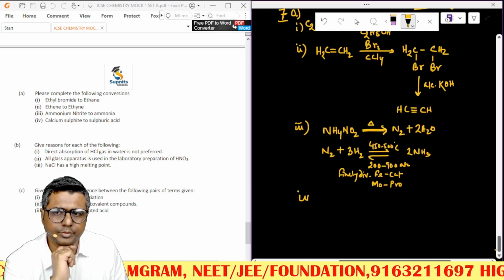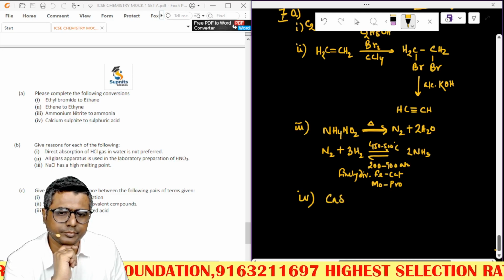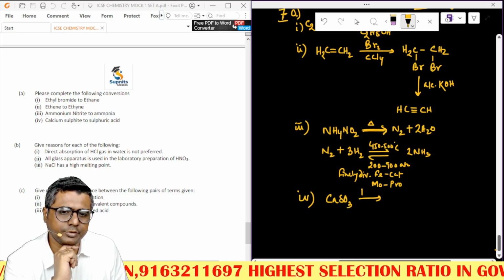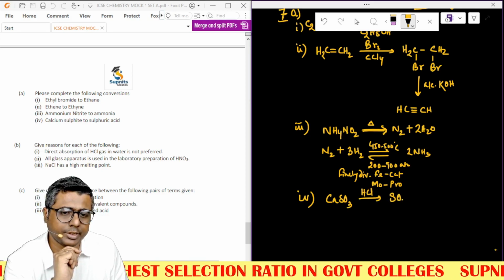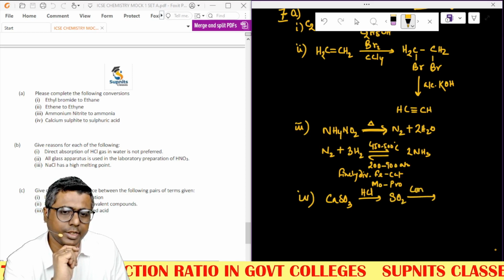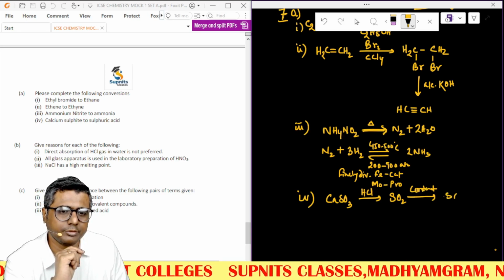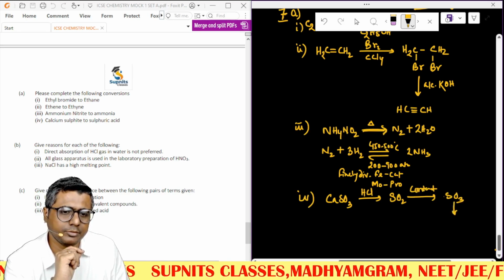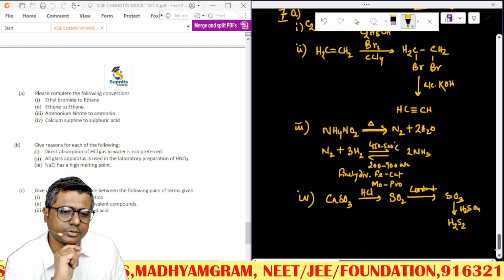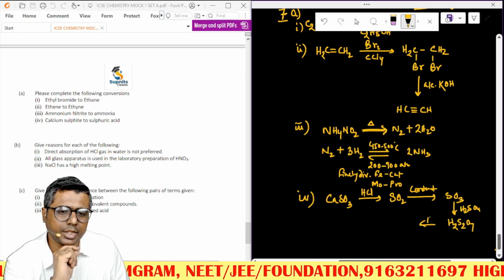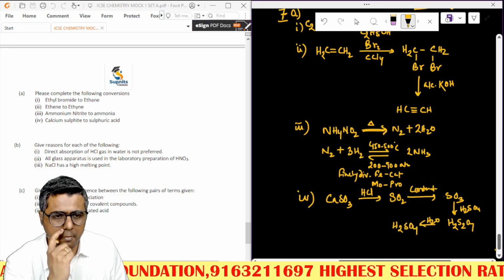Number 4, calcium sulfide to sulfuric acid. Calcium sulfide, you give HCl. This reaction has been done today, I am not doing it in detail. You will get SO2 gas. You go via the contact process, reaction done today. You will get SO3. You give concentrated H2SO4, you will get H2S2O7, and with dilution you will get H2SO4.